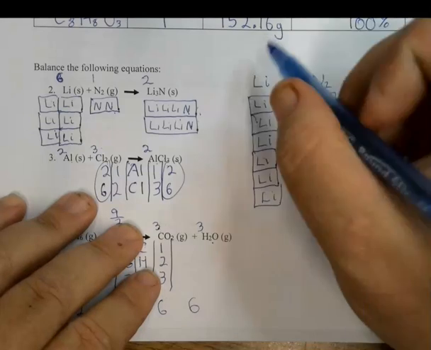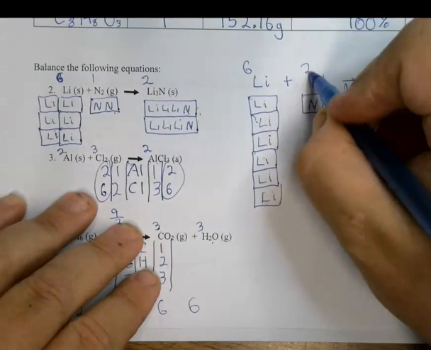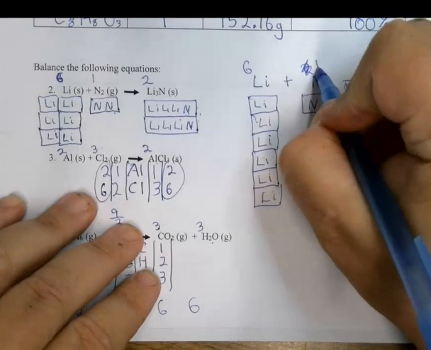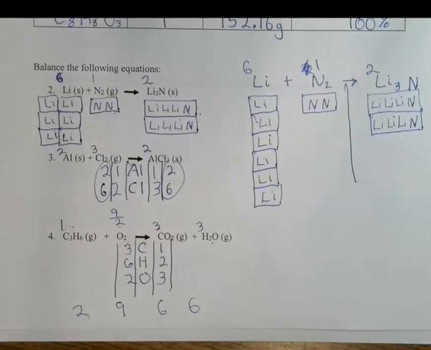So just count your boxes. I have 6, and then here I have 1, sorry about that. It's not the number of nitrogens, it's the number of boxes. 1, and here I have 2 boxes. So 6, 1, 2 is how you do that one.